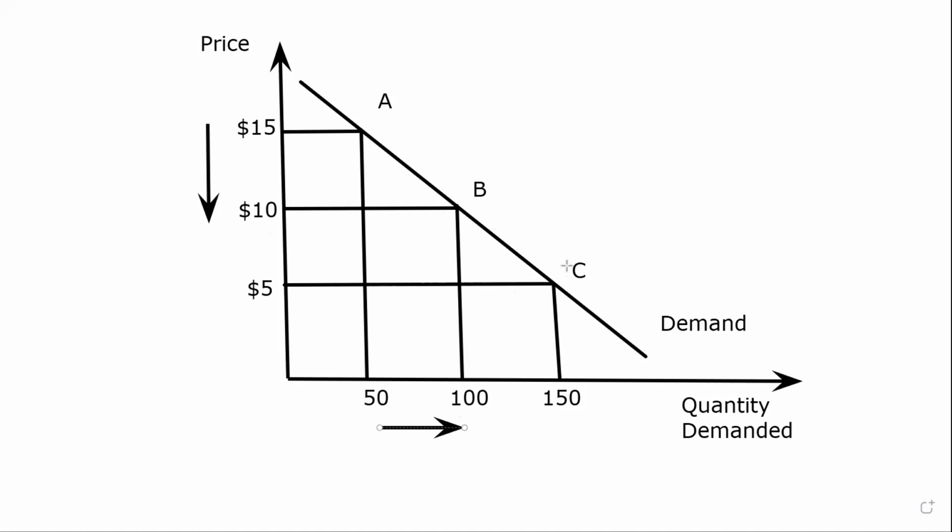Okay, then I took another random point, where the price falls more, from 15 to $5. So now our quantity demanded increased from 50 units to 150 units. So we can say that when the price is up, our demand goes down. But when the price goes down, our demand goes up, isn't it?